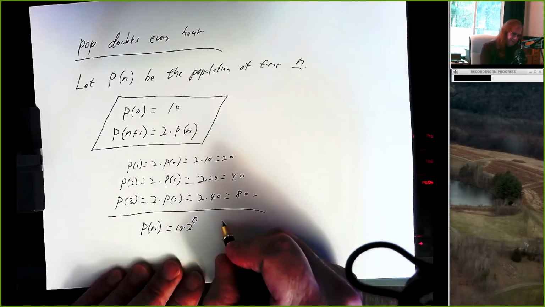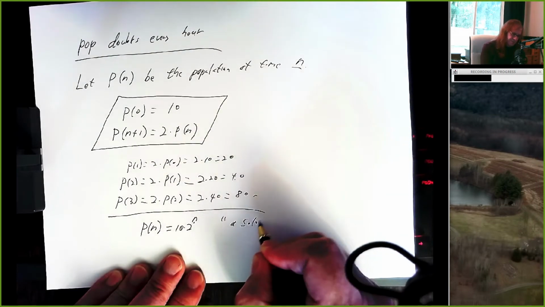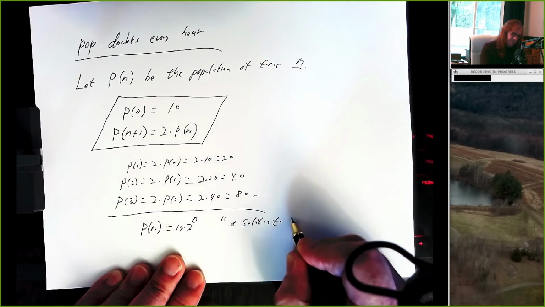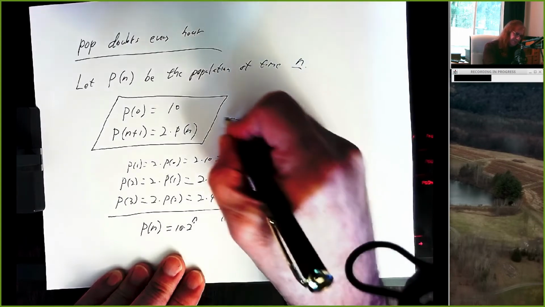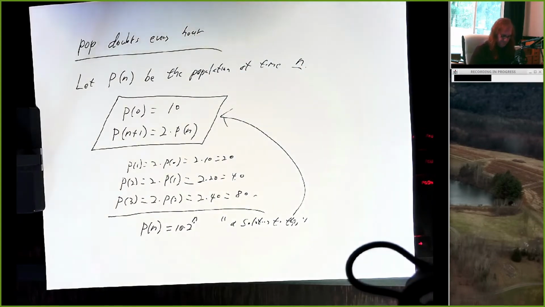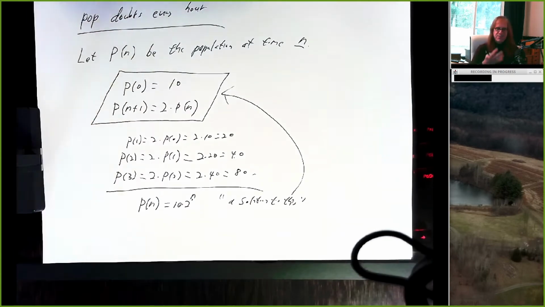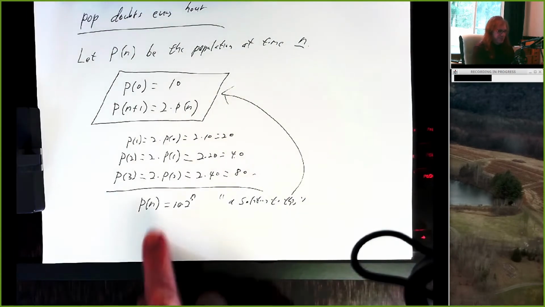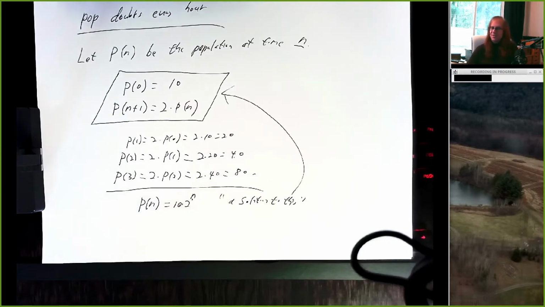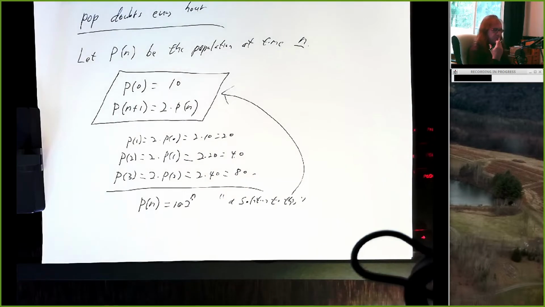And so this is called a solution to this recurrence relation. So P of n equals 10 times 2 to the n is a solution to this recurrence relation. Can we prove that this is a solution? Can we prove that this always gives us the correct P of n? And if so, what technique could we use to prove it?